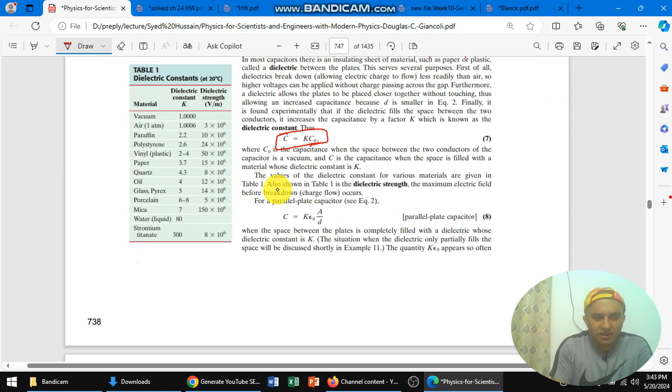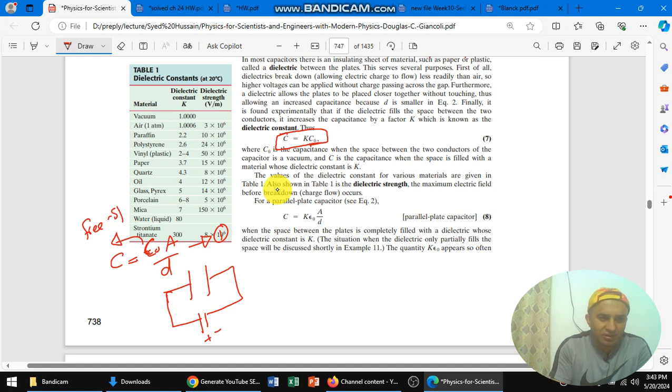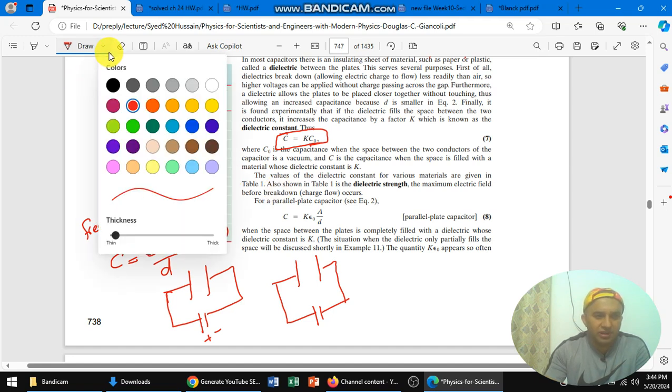For example, C is equal to epsilon naught A over D. This is the formula for the capacitance of a parallel plate capacitor when there is no medium between the plates, just empty space. Epsilon naught is the constant for free space. But when we insert any medium between the plates, this formula can be modified and rewritten.